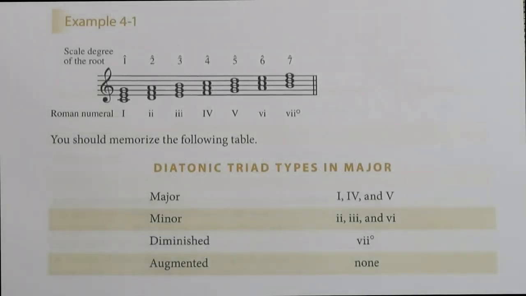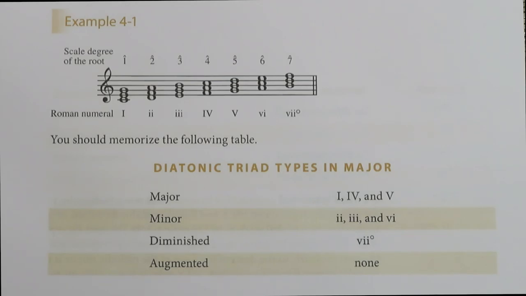Hi, so here we are in chapter 4, and we're going to be covering diatonic chords in major and minor keys. So now we get to take all these random triads and seventh chords that we've been building and find their homes.